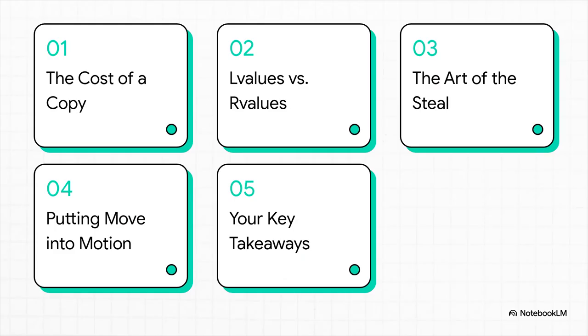Okay, here's how we're going to break it all down. First, we'll look at the problem itself, the cost of a copy. Then, we'll get into the secret handshake of C++ that makes all this possible: lvalues versus rvalues. After that, we'll learn the art of the steal. And finally, we'll see how to put it all into motion and wrap up with the key takeaways.